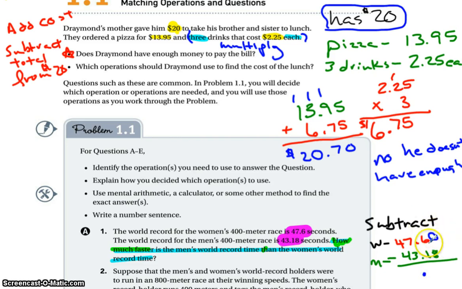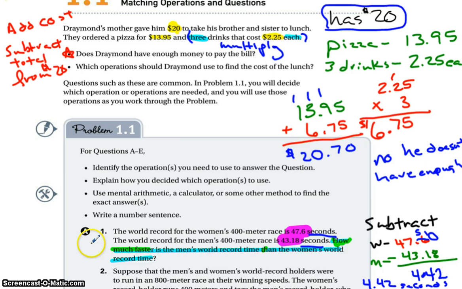So I can't take 8 from 0, so I have to regroup. That turns the 6 into 5 and the 0 into a 10. So 10 minus 8 is 2. 5 minus 1 is 4. 7 minus 3 is 4. And then 4 minus 4 is 0. So my answer is 4.42. And then we're talking about seconds, so my label would be seconds.